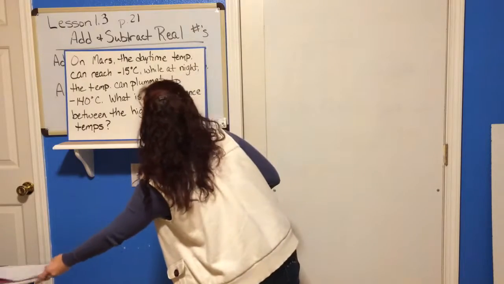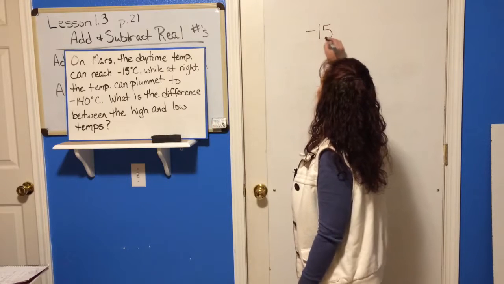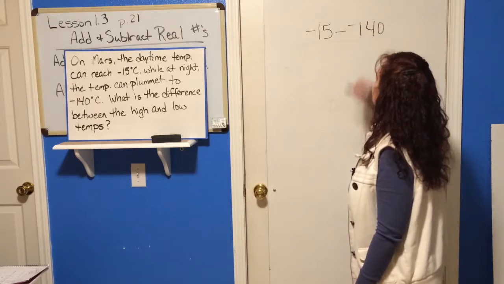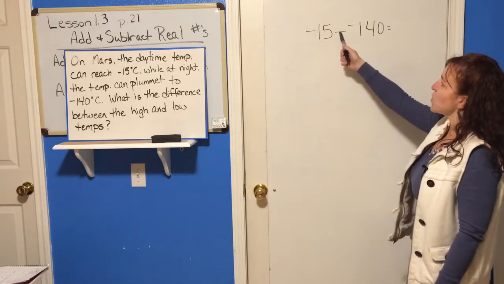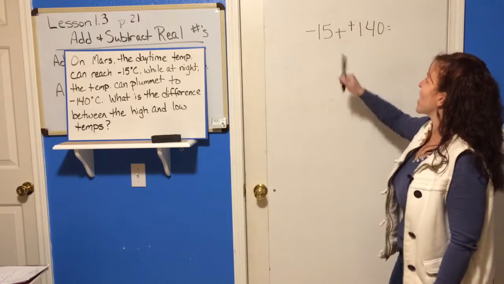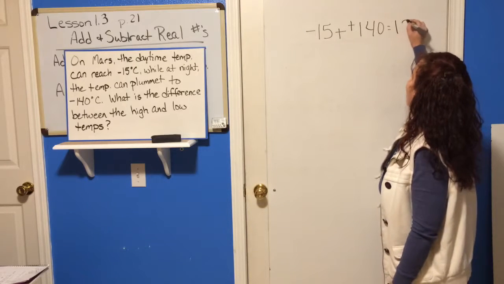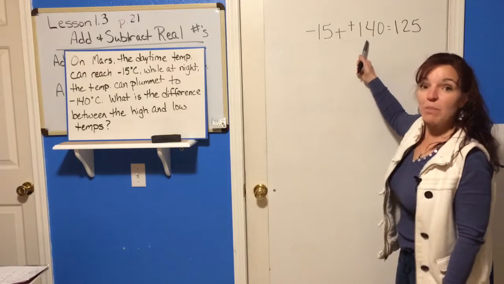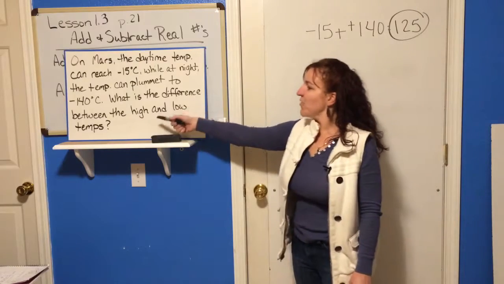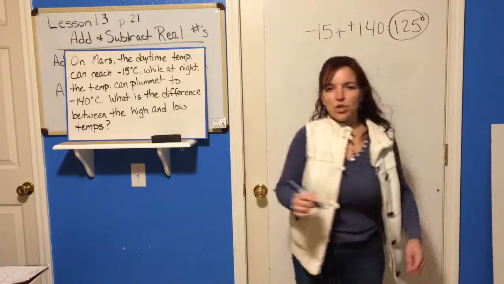So because we want a difference, we want to subtract. So we want negative 15 and we want the difference, so we're going to subtract a negative 140. So when we do that, subtracting a negative means we're going to add the opposite. So when I subtract 15 from 140, I get 140, 130, 125. And the 140 is bigger, so my answer is positive. So 125 is the difference between the high and low temperatures. There's 125 degrees difference between the two numbers.